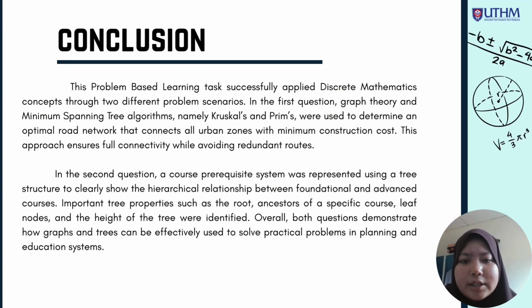In the second question, a course prerequisite system was represented using a tree structure to clearly show the hierarchical relationship between foundational and advanced courses. Important tree properties such as root, ancestors of a specific course, leaf nodes, and the height of the tree were identified. Overall, both questions demonstrate how graph theory can be effectively used to solve practical problems in planning and education systems. That's it for me.